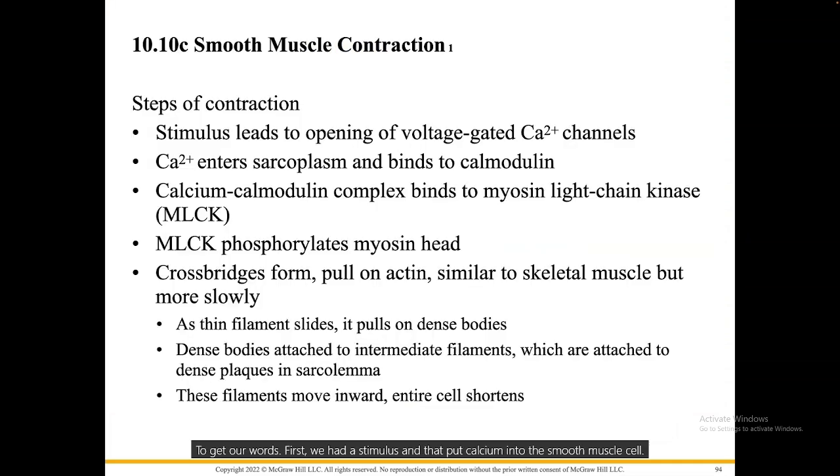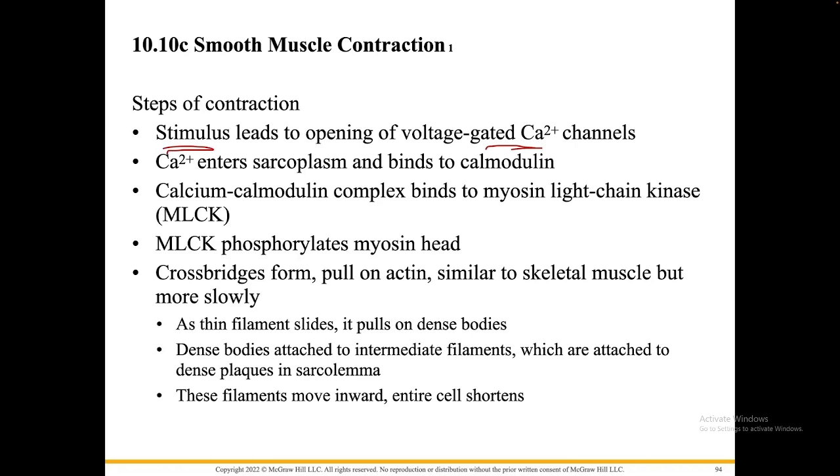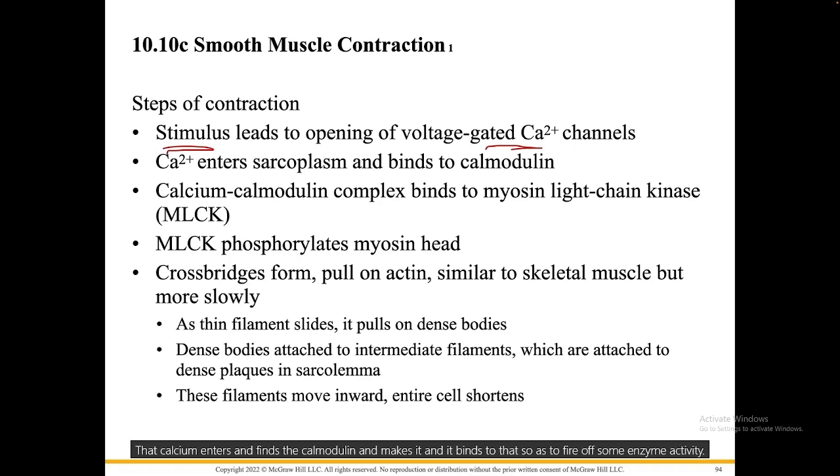To recap, first we had a stimulus, and that put calcium into the smooth muscle cell. That calcium enters, finds the calmodulin, and binds to it. That starts to fire off some enzyme activities, so we do phosphorylation. All this is helping us build energy so we can do some cross bridges.